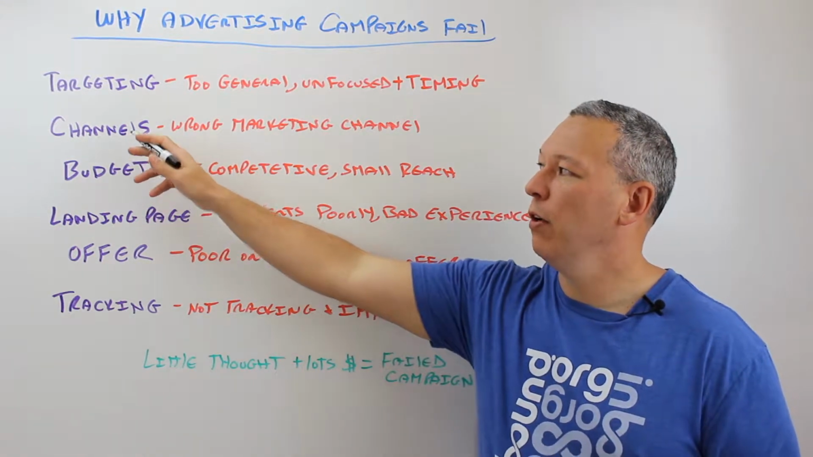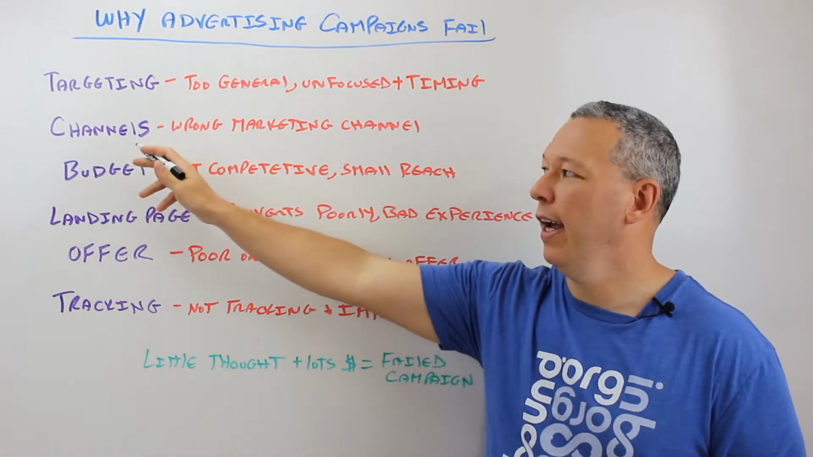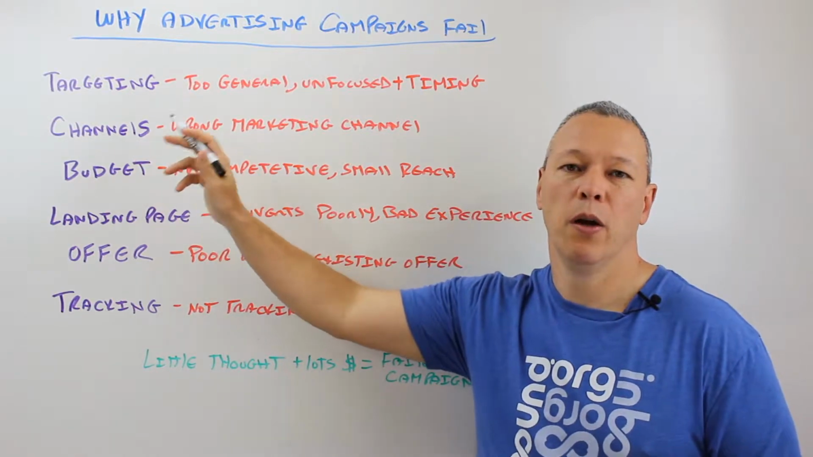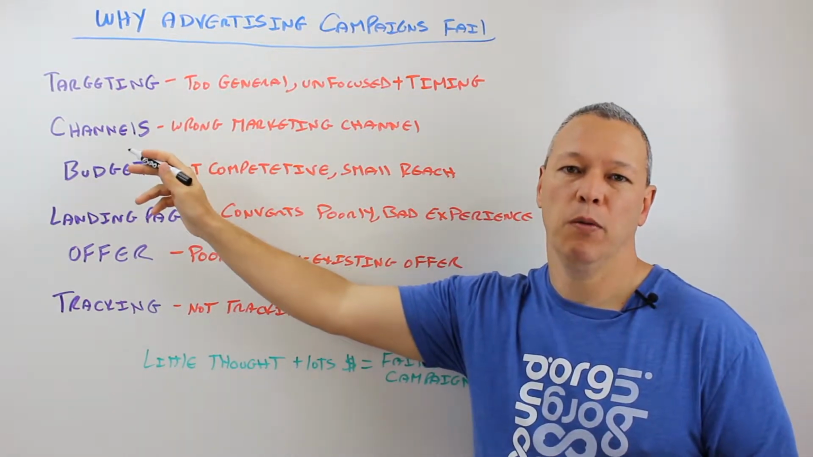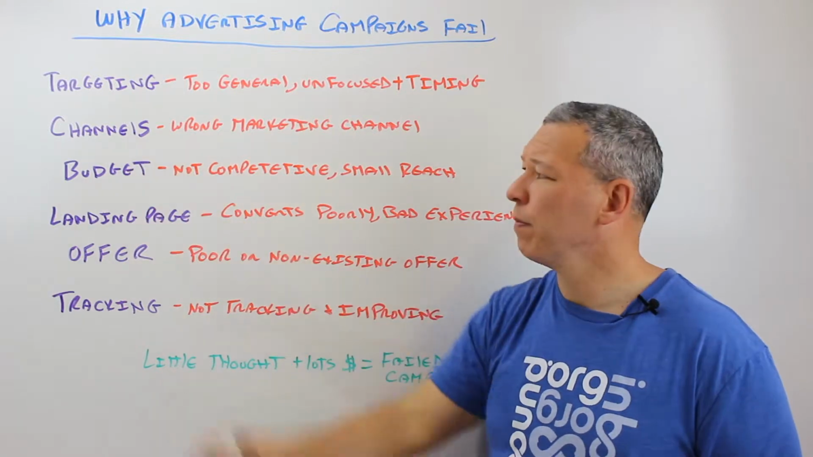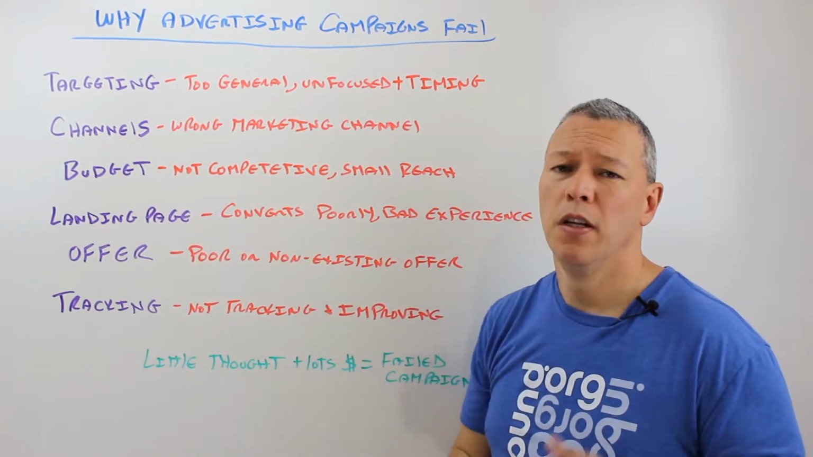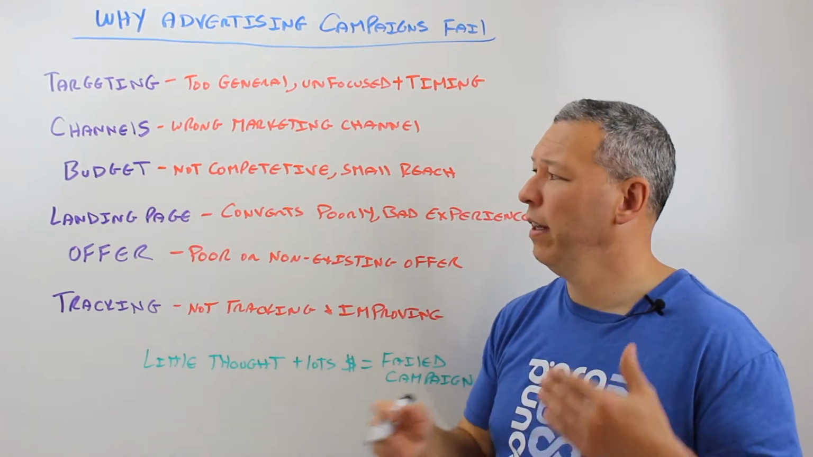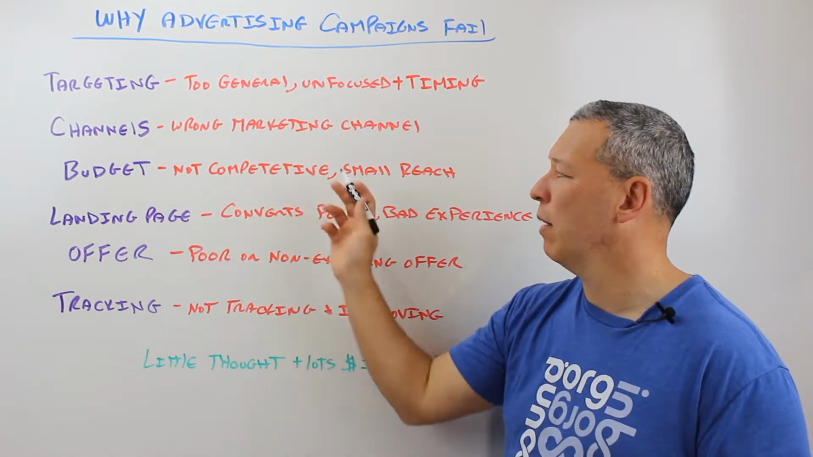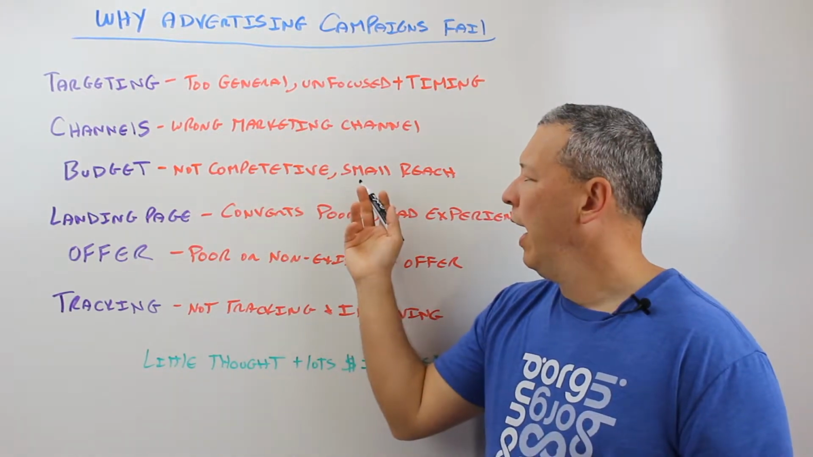So make sure you understand who your audience is, and that'll help you decide on where you can go find those people, whether it's online or print. The next one up is budget. A lot of businesses fail with their advertising because they're not competitive with their budget and their reach is too small.